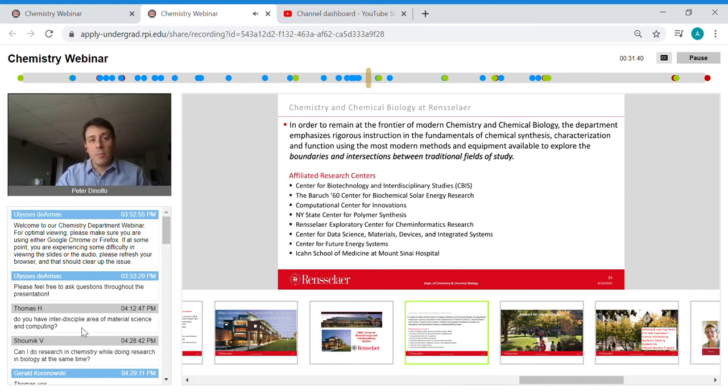Our department has a real strong history in polymer synthesis and characterization. So we have the New York State Center for Polymer Synthesis. There's the Rensselaer Exploratory Center for Cheminformatics. And you can read these others, the Data Center Materials Devices Integrated Systems, the Center for Future Energy, as well as we have a collaboration with the Mount Sinai Hospital. That's our partner medical school, so we have a lot of collaborations with them.